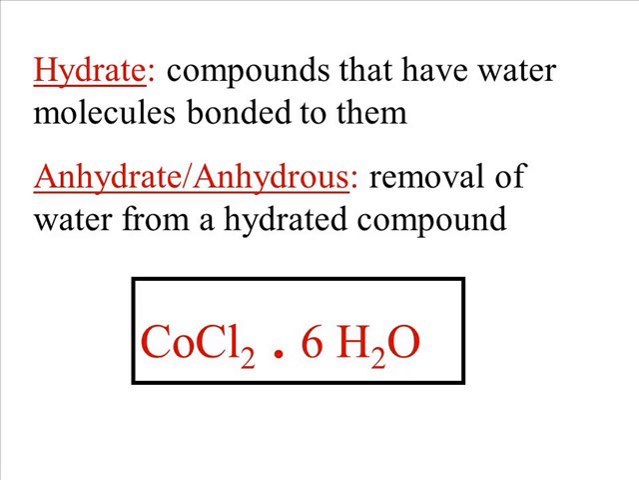Hydrate means bonded with water, and the anhydrate or anhydrous form is when you have removed the water. A hydrate formula has a dot in between the formulas, the compound formula on the left and the number of water molecules on the right. So this would be cobalt(II) chloride hexahydrate, for 6 water molecules bonded to 1 formula unit of cobalt(II) chloride.